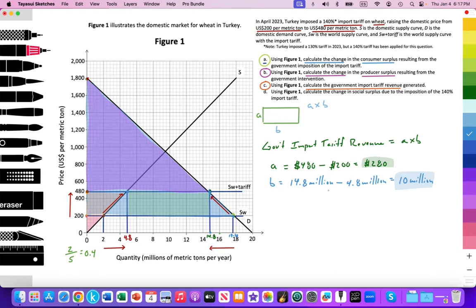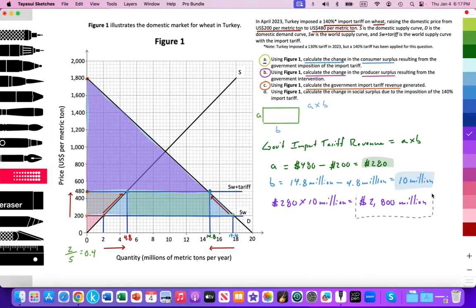So that's going to work out to final answer being 280 times 10 million. That equals $2,800 million of tariff revenue being collected by the Turkish government in this case.